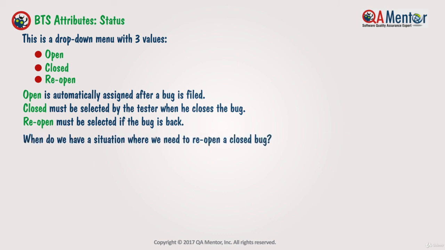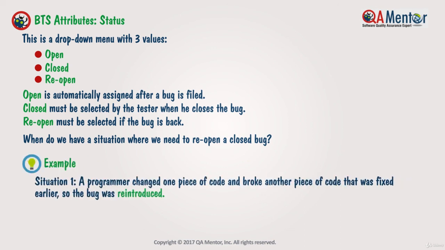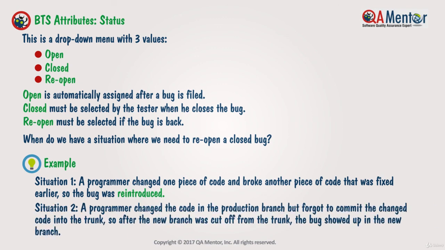When do we have a situation where we need to reopen a closed bug? Example, Situation 1. A programmer changed one piece of code and broke another piece of code that was fixed earlier, so the bug was reintroduced. Situation 2. A programmer changed the code in the production branch but forgot to commit the changed code into the trunk, so after the new branch was cut off from the trunk, the bug showed up in the new branch.